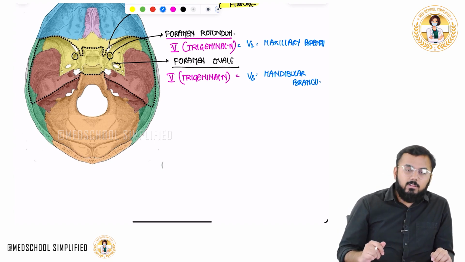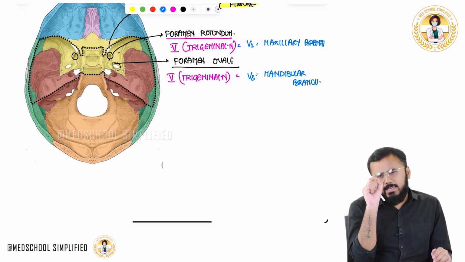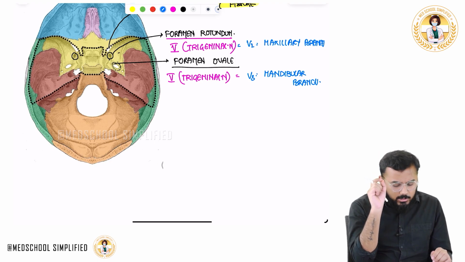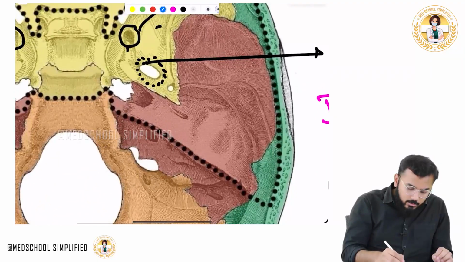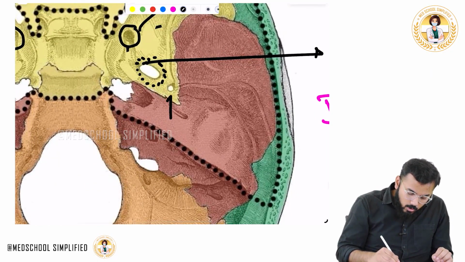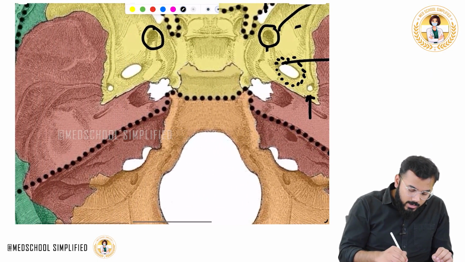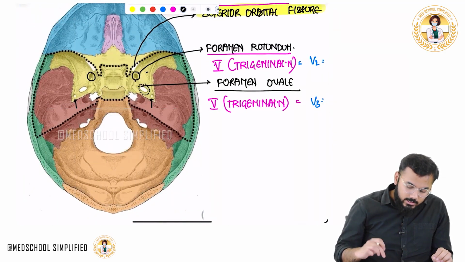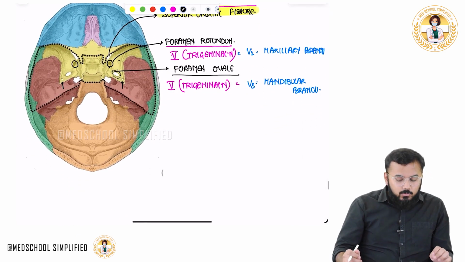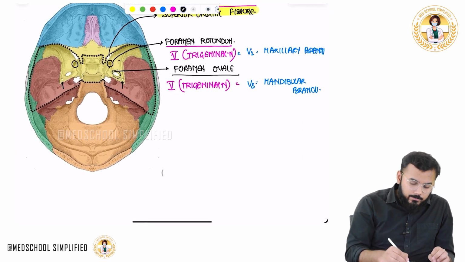Next, after that, you can see one small tiny hole, right? A small tiny pinhole here. Can you look at this? You see a small tiny pinhole here as well as here also. This small tiny pinhole-like structure which you can see over here is what is called the foramen spinosum.